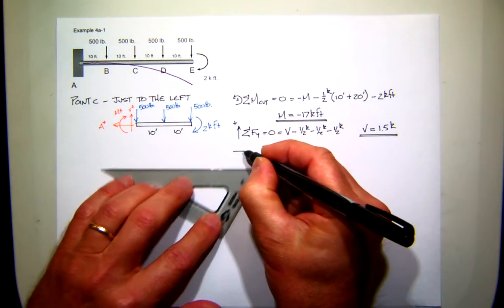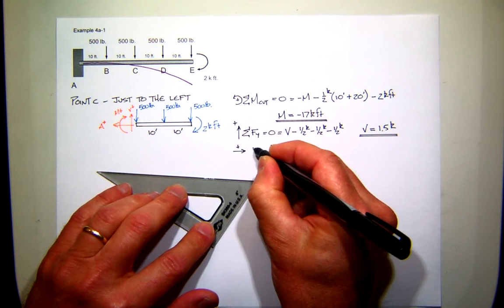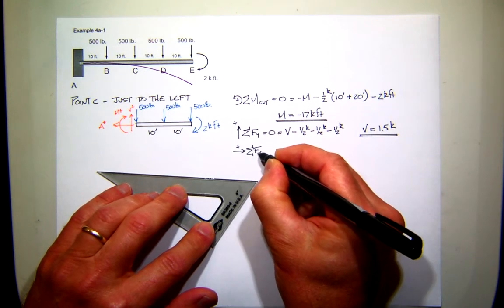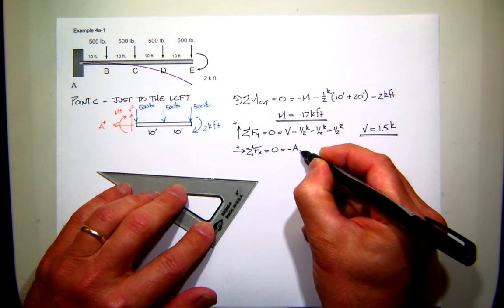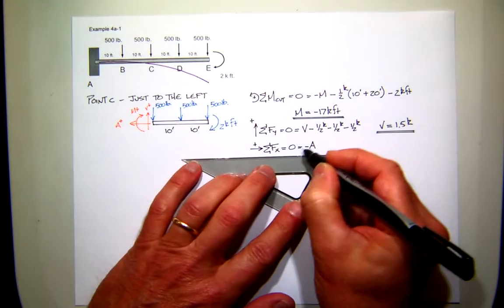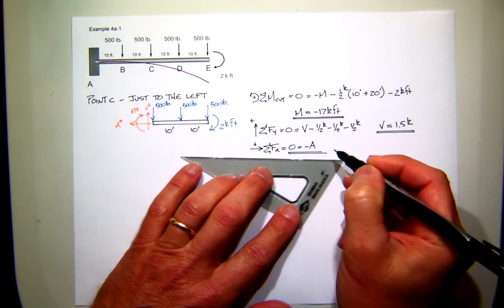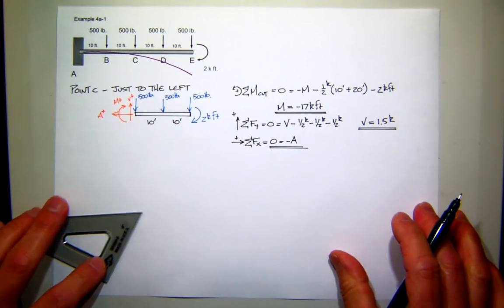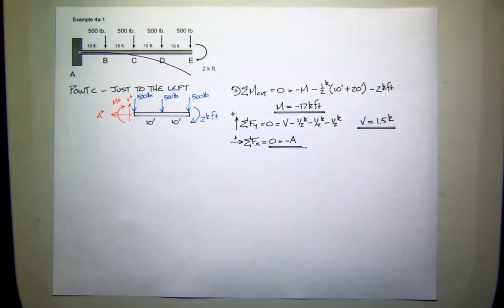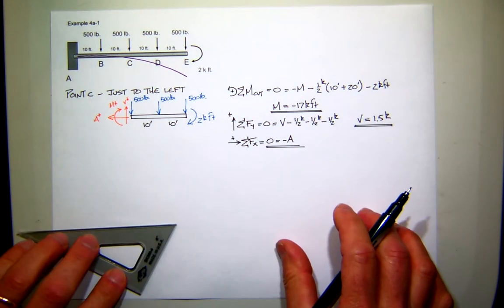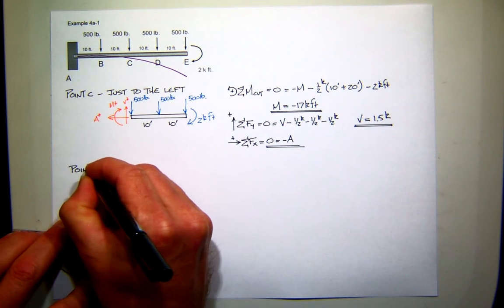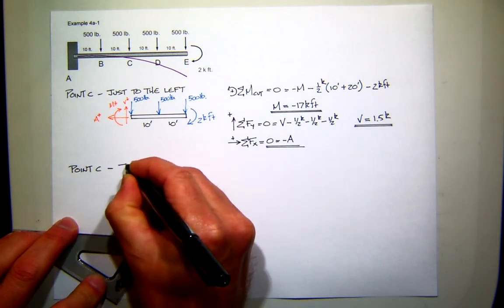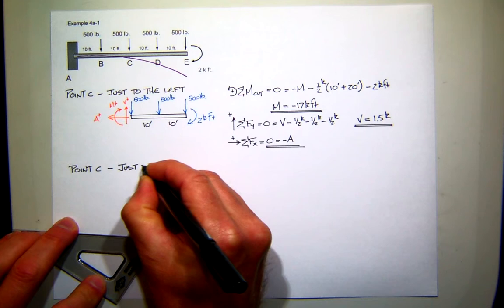You can probably already see this one, but I'll just go ahead and do it anyway. If we sum forces in the x direction, assuming right is positive, I only have one force. It'd be minus the axial force. But it's zero. It doesn't really matter its direction. So far, so good? All right, now let's see what happens as I go back to point C. And this time I go just to the right.